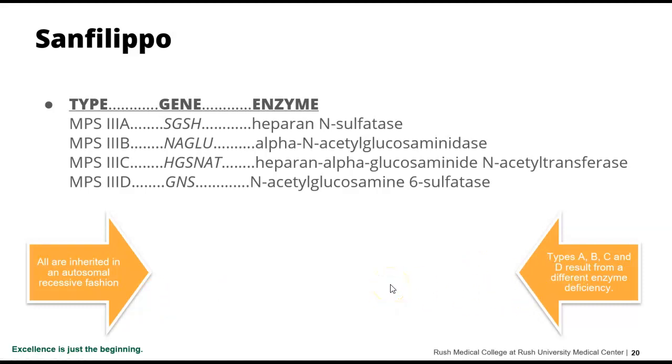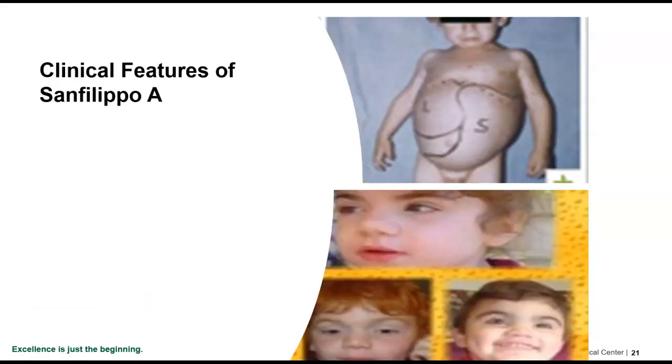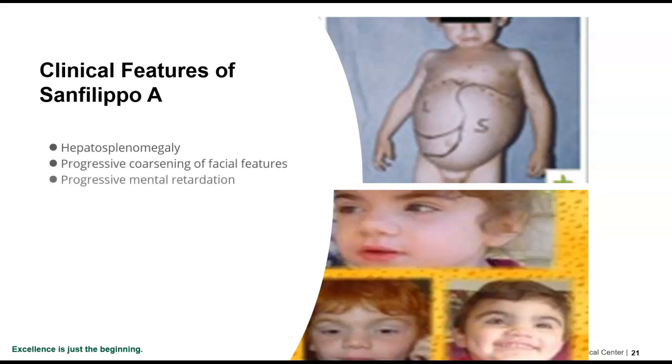Okay, so Sanfilippo A, B, C, and D are different disorders, but let's just look at why they were called Sanfilippo. I always think about Hurler syndrome kind of affects everything. It affects hepatosplenomegaly, cognitive, eyes, joints. Sanfilippo has far more severe hepatosplenomegaly, progressive coarse facial features, progressive cognitive delays, progressive athetoid movements, but normal skeletal features.